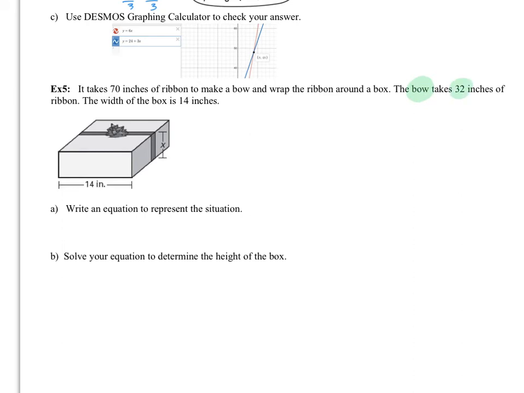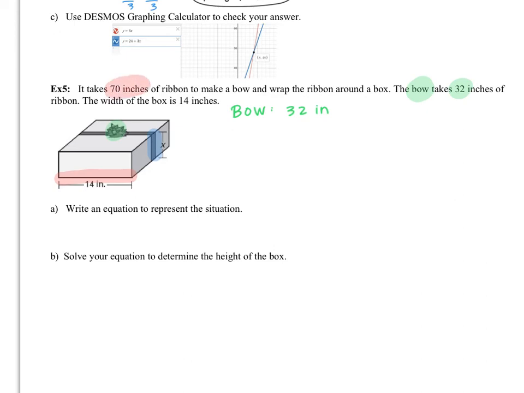So our bow takes 32 inches. So that's this piece right here. I'm going to make a note of that. Bow, 32 inches. And the width of the box is 14 inches. So that's here. And we can see that the height of the box is going to be x inches. And we've got a total of 70 inches.